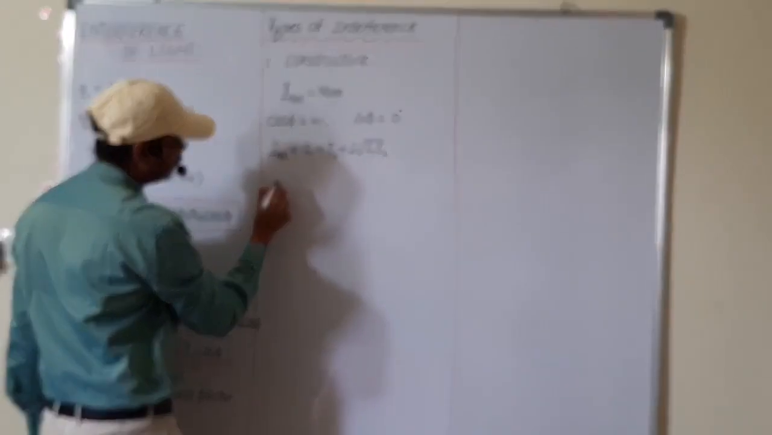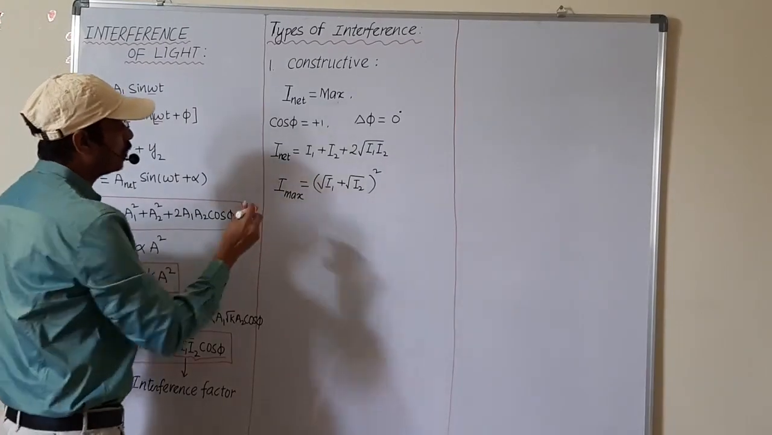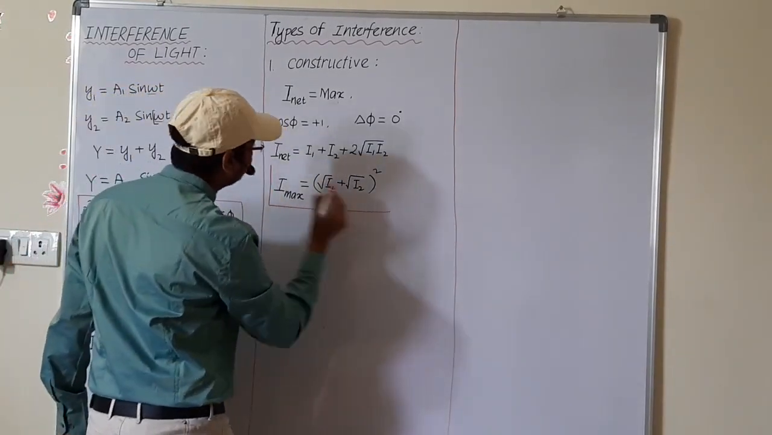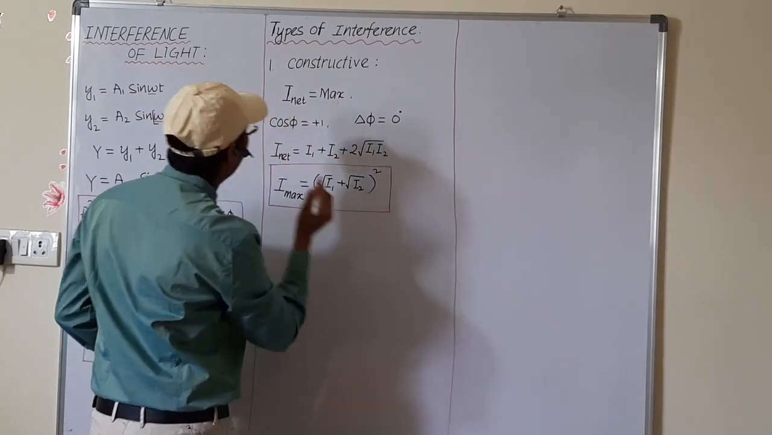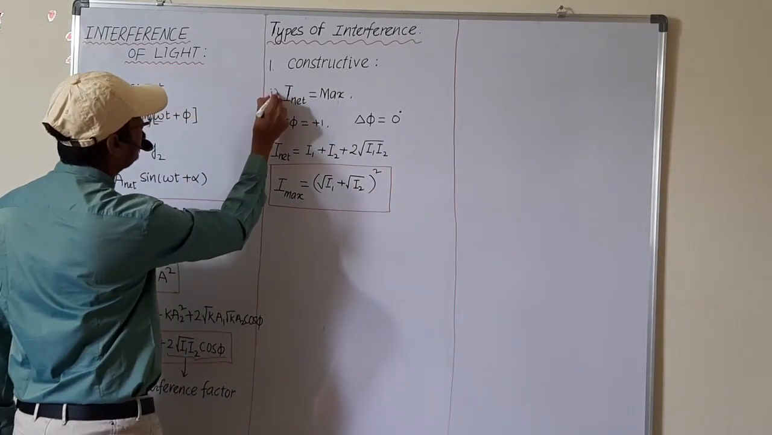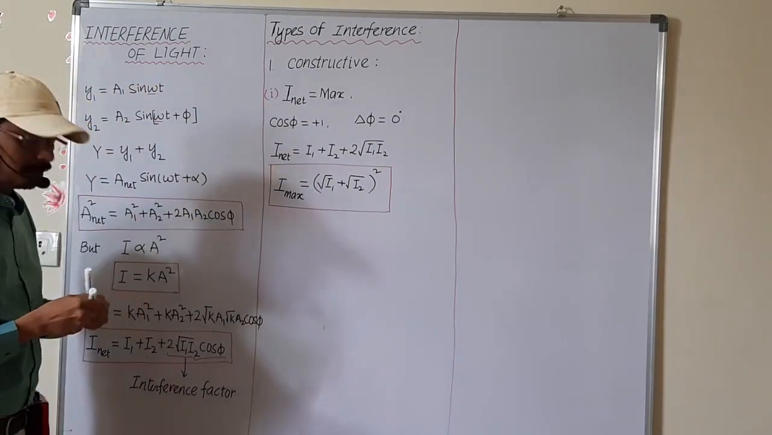This value I can write, if I net is a maximum, that's why I am writing here. It is a max, then this value I can write it as I1 plus root I2 whole square. This is the formula for maximum intensity. This is the first point we can write according to maximum intensity.